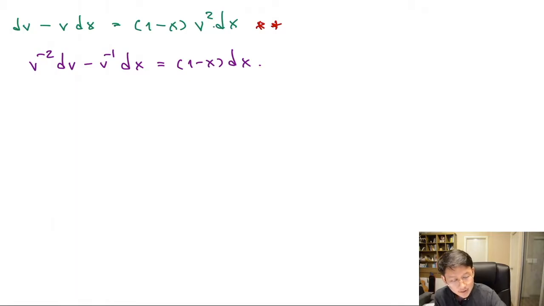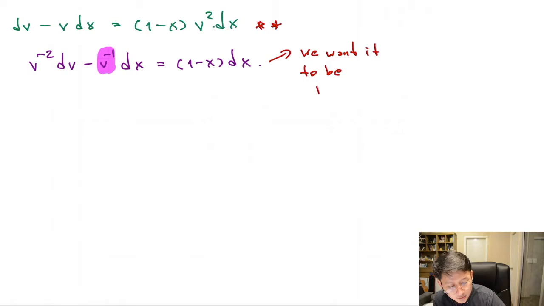And then you remember we need to eliminate this guy, right? We need to eliminate this guy. We want it to be linear. Keep in mind, guys, we want it to be linear. And linear is when you have some y here, or in this case it's going to be z. So I let z be v to the power of minus 1.